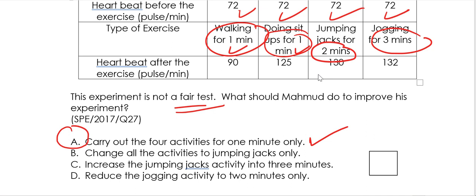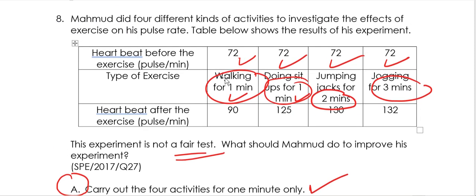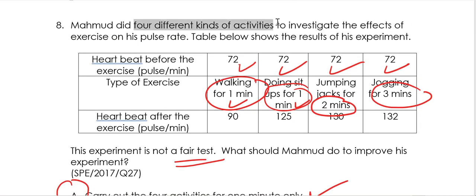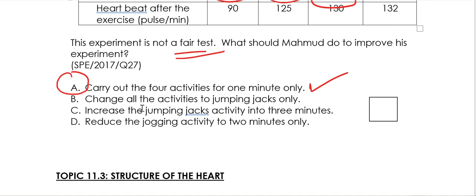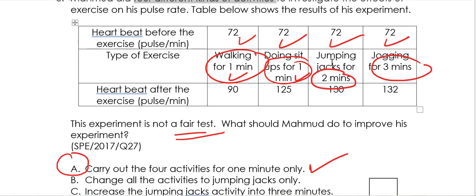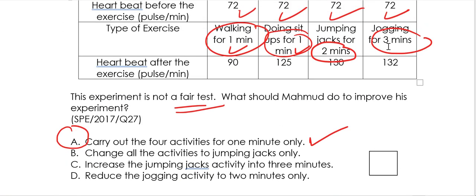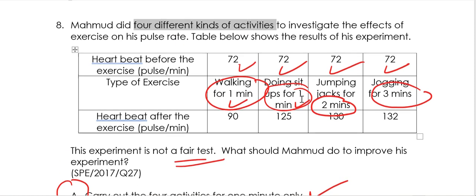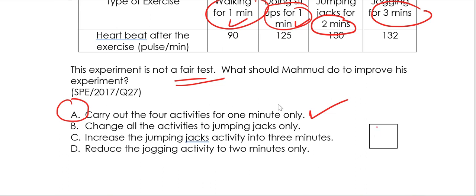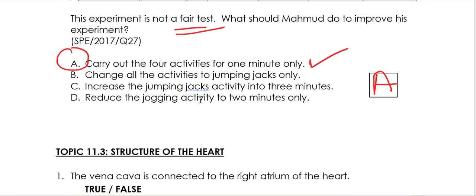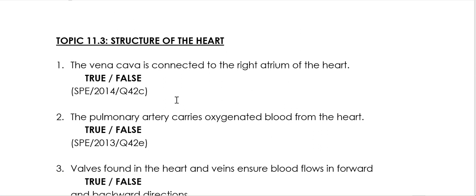Because this one says change all activities to jumping jacks, but that means you're only going to test one type of exercise, which is not what he wanted to do. He wanted to test for different kinds of activities. Increasing jumping jacks activity to 3 minutes? But why? You're going to make it much longer, so that's still not fair. Reduce jogging activities to 2 minutes only? It's still going to be different from walking and doing sit-ups, so it's best to have everything the same to make it fair.